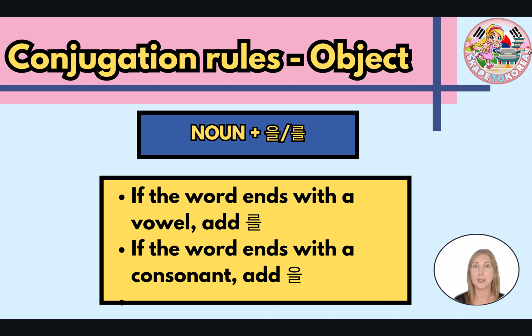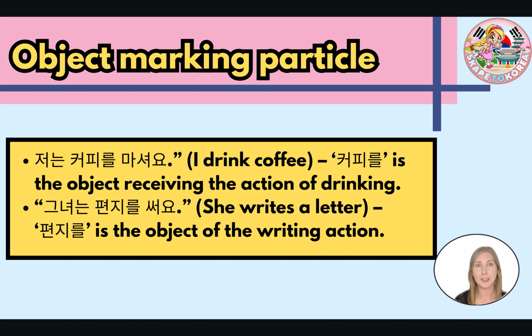And the conjugation rules are noun plus 을 or 를. If the word ends with a vowel, you add 를. And if the word ends with a consonant, you add 을. So here we've got 저는 커피를 마셔요. I drink coffee. Coffee is the object receiving the action of drinking, because what am I drinking? A coffee. So coffee is your object.